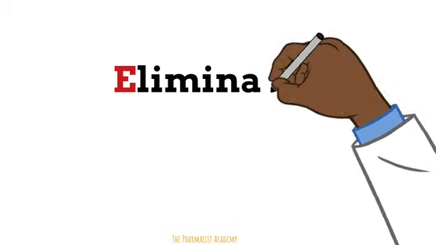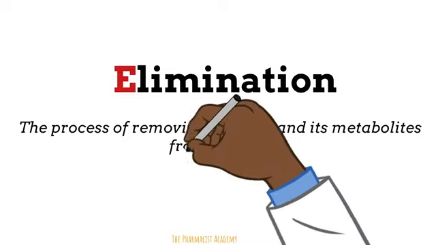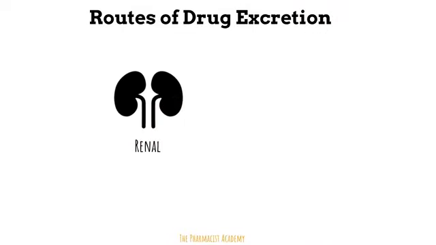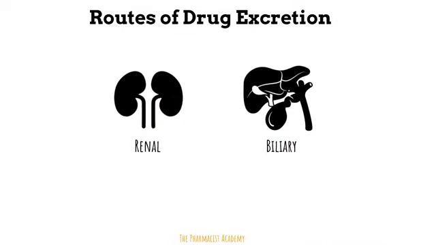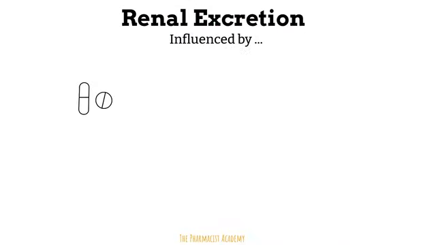Lastly, elimination. This is the process of removing the drug and its metabolites from the body. There are many ways to excrete things in the body. The primary way is through the kidneys and the biliary system, where the liver will release drugs into the bile, which will then move into the GI for excretion. Just for your information, drugs can also be excreted through your saliva, your sweat, breast milk, and lungs, but it's not too significant. Let's focus on the renal excretion and some of the factors that can impact it.